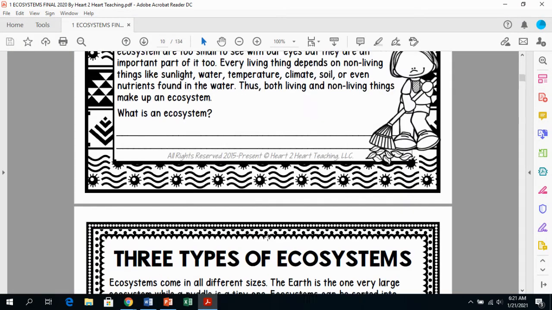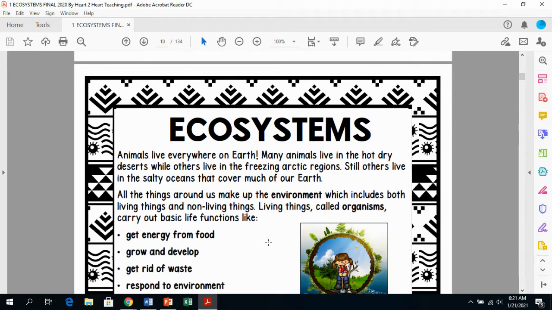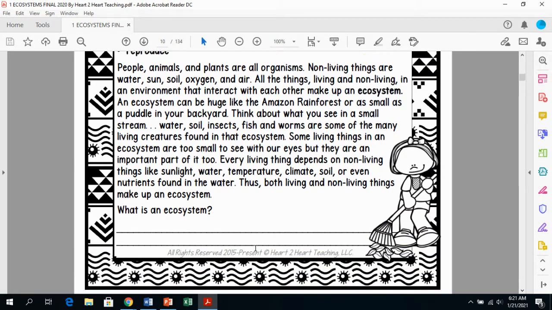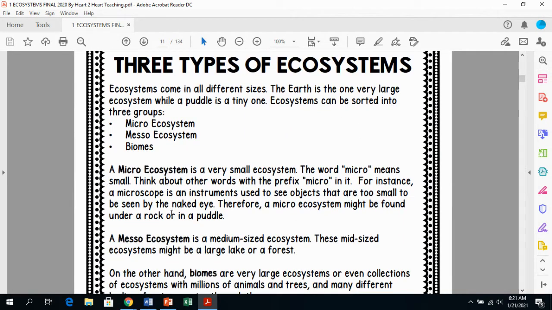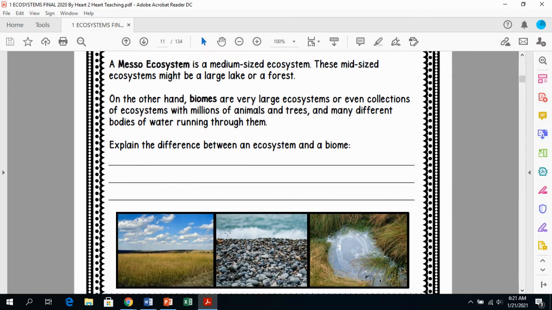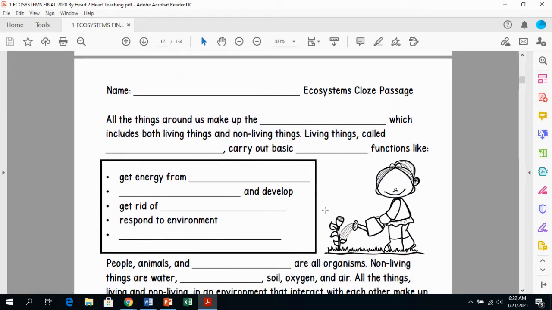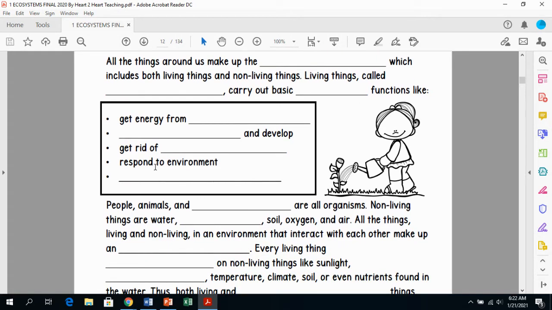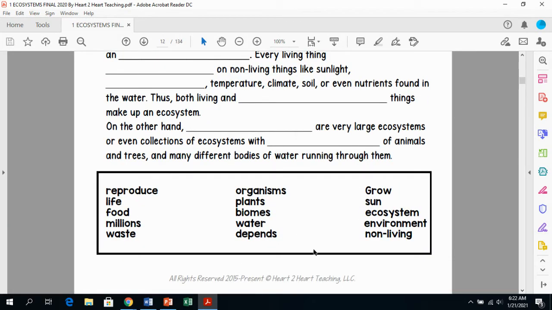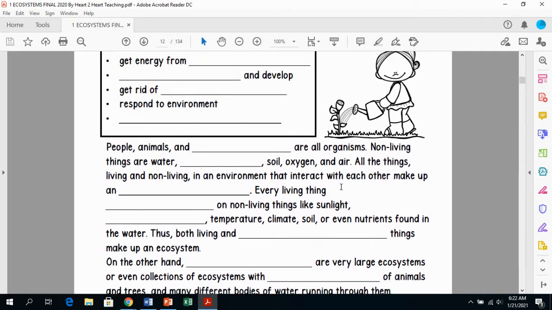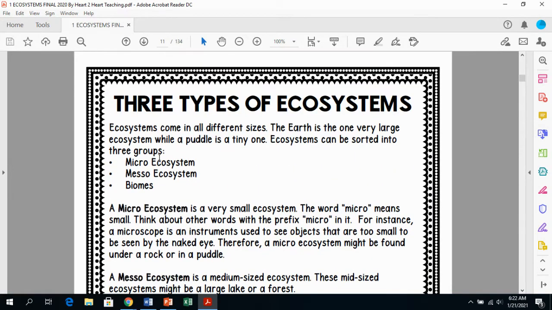Okay, so this is what your worksheet looks like. You have three separate pages. We have ecosystems, a little article with a question at the bottom, and then the types of ecosystems with another question at the bottom. Yours is not in color. I don't want to, so you can see it on the screen if you need to. And then we have the closed passage, which is, remember, we just read the article, and you are just filling in the words. There's also a word bank down here if that helps you. So this is what yours look like, but I'm going to use a PowerPoint version because I think the pictures help you as well.